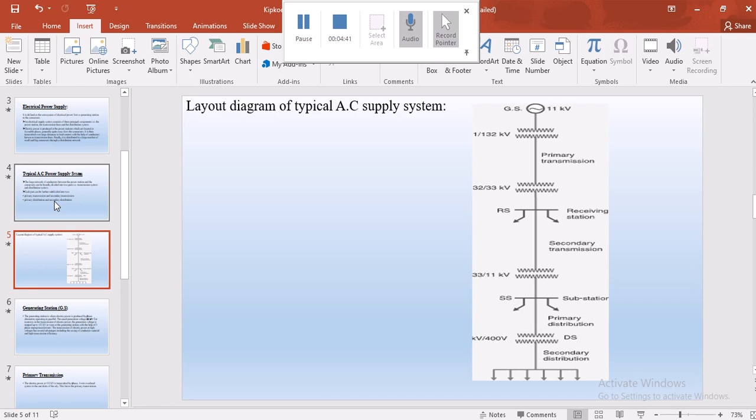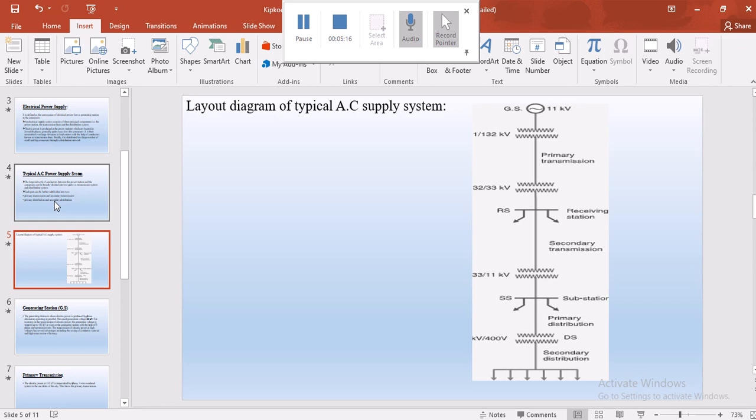Then we have the distributing substation, in which we step down the power from 11 kilovolts to 415 volts or 240 volts. From the distributing substation we now find the secondary distribution, where we distribute this power to the consumers. Some consumers will be supplied with 240 volts, and others with 415 volts.